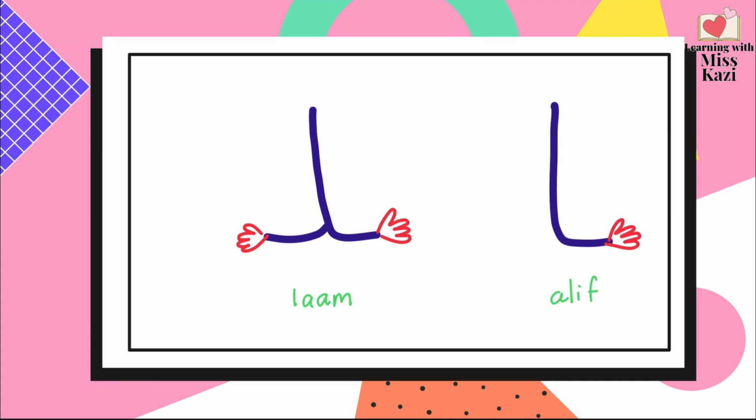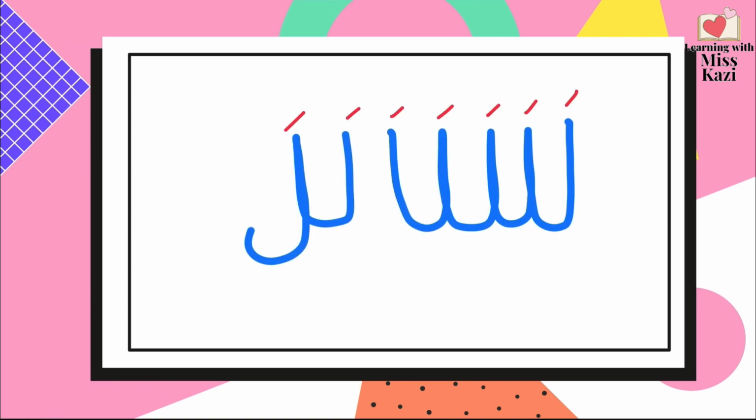Laam joins hands on both sides, with the letter before and the letter after it. Can you spot the Alif here, Nada? Is it here? Oh, remember, Alif does not join hands with the letter after it. Alif only joins hands with the letter before it. Can you spot it? Yes, very good. This is our Alif as it never joins hands with the letter after it.